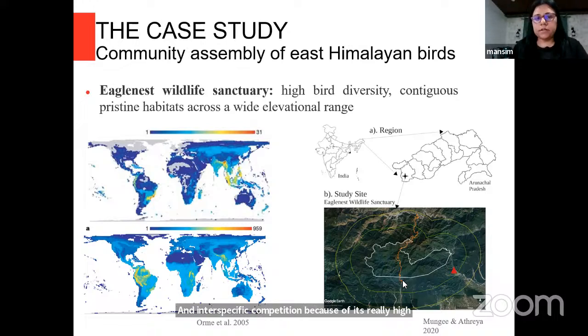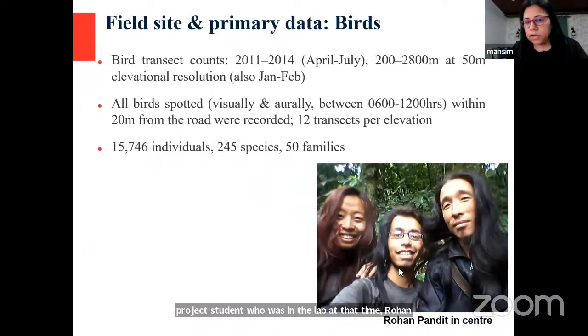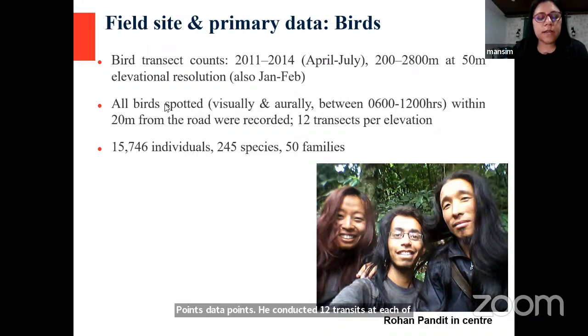The bird transect counts were conducted along this Eagle Nest Road by a really remarkable project student who was in the lab at that time, Rohan Pandit, who is here in the center. Rohan is a remarkable, very experienced bird watcher, and he conducted very thorough, systematic transect counts at different elevations along the Eagle Nest Road, right? Between 200 and 2,800 meters, at every 50 meter elevational step, that's almost 48 data points, he conducted 12 transects at each of these points, and all birds that he spotted visually or heard acoustically, he recorded them for characterizing the different communities at different elevations.